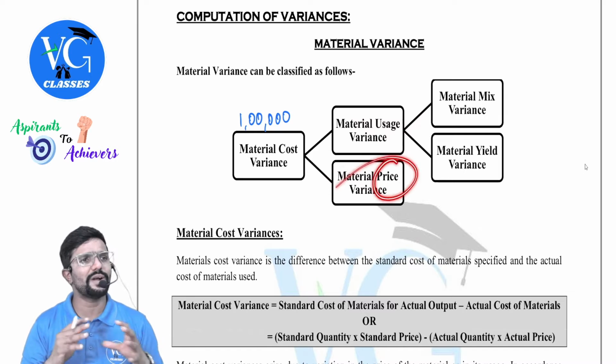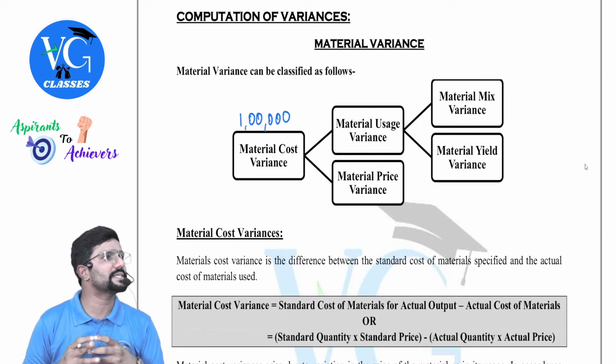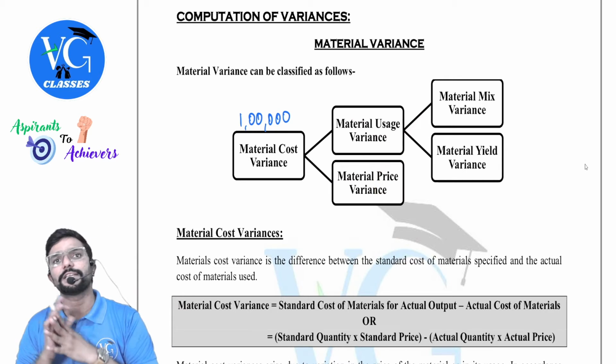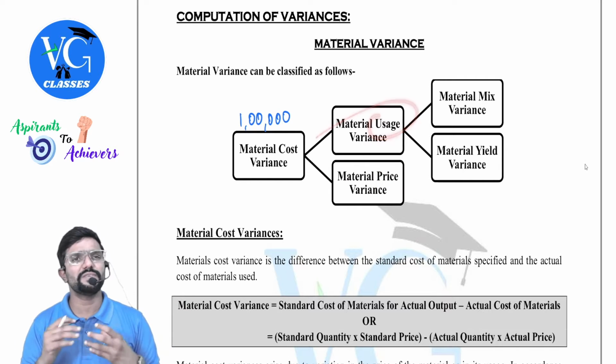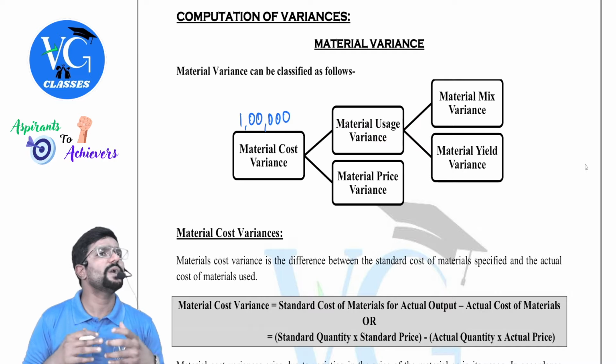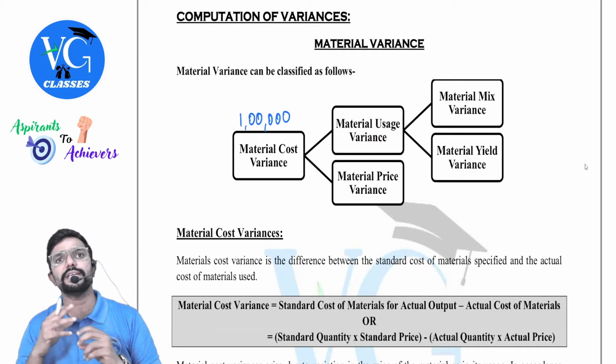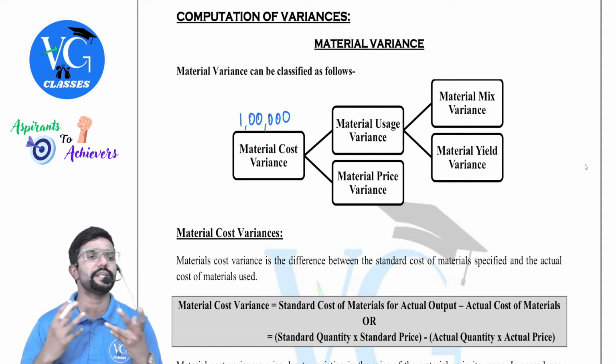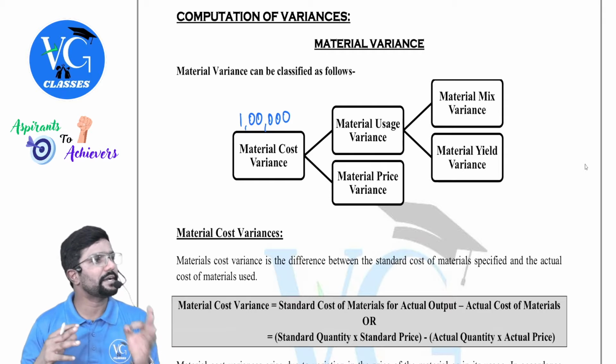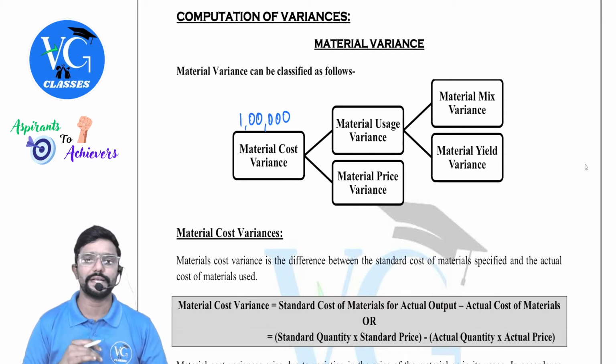Price variance is due to what? The difference in price. Which two prices? Standard price and actual price. And material usage variance: what do you use? Raw material quantity. If there is any difference in that quantity, you will get it. That is nothing but standard quantity minus actual quantity.